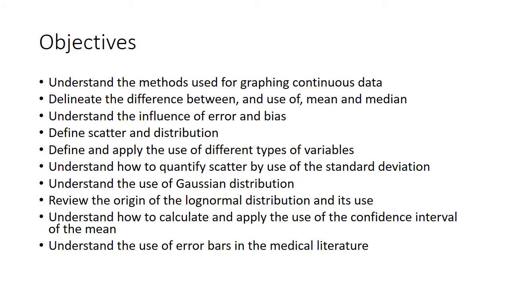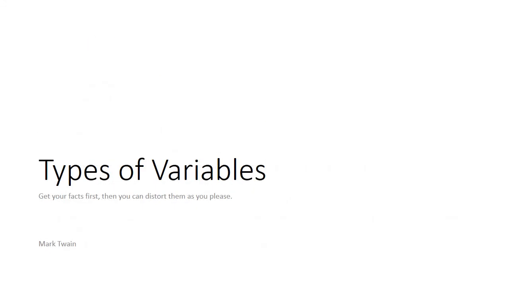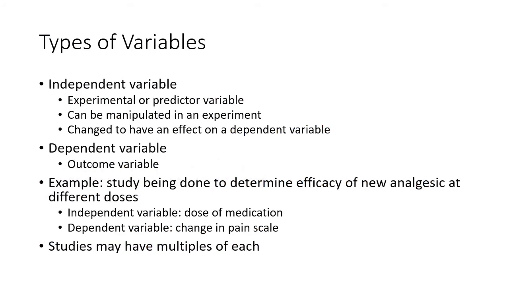So here are the objectives, and we'll cover these in detail as we move along during these slides. All right, first off, we're going to talk about the types of variables that you're likely to run into in the medical literature. So a couple of different types of variables we're going to run into. The first being the independent variable, and then we'll also have the dependent variable.